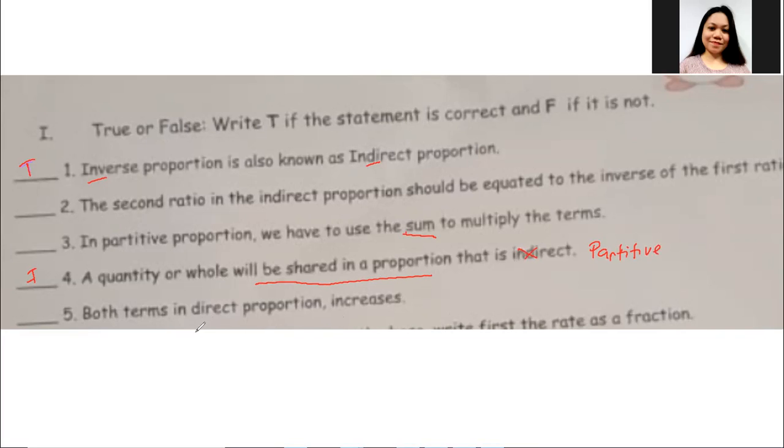Okay, both terms in indirect proportion increases. Both terms in direct proportion increases. This could be true, or at the same time it could also be false because they could both increase or they could both decrease. So I'm not so sure. I just feel like it's not a very well worded question. Sorry about that. Okay, so let's move on to the next one.